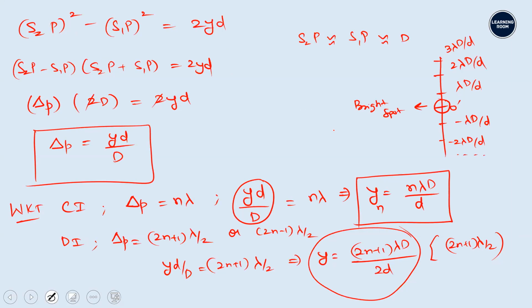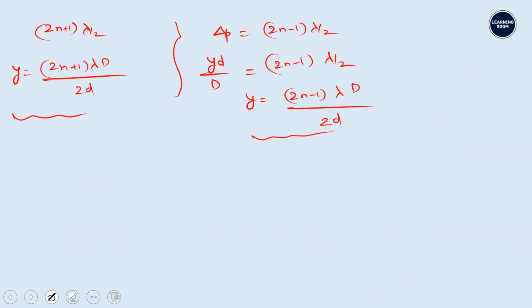Here, for y, I put the subscript n. It means if I put n equal to 1, I'm getting the first bright spot from the center. If I put n equal to 2, I'm getting the second bright spot from the center. So this subscript n tells us the number of the bright spot. What subscript am I supposed to put here, and what subscript do I need to put here? That is what we need to think of.